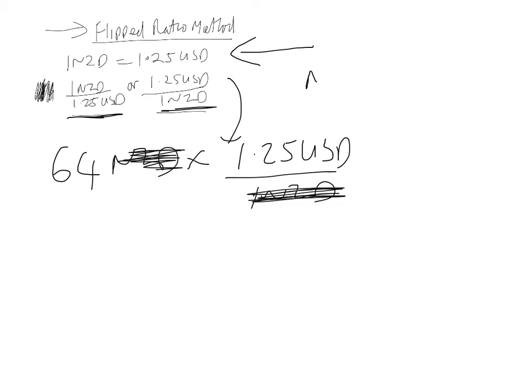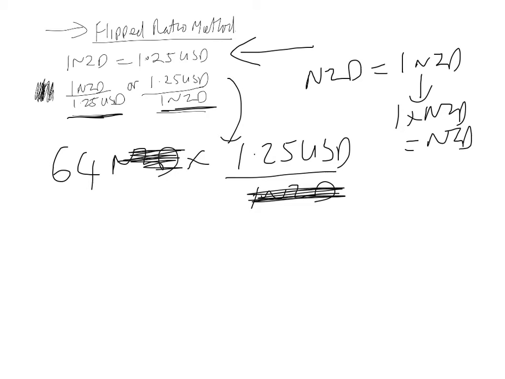Remember that New Zealand dollar equals 1 New Zealand dollar. That's the same as 1 times a New Zealand dollar, which equals a New Zealand dollar. So that's why I did the cancelling in that way. So we've just got a straight multiplication, 64 times 1.25 US dollars.